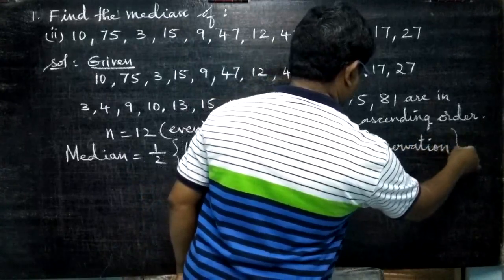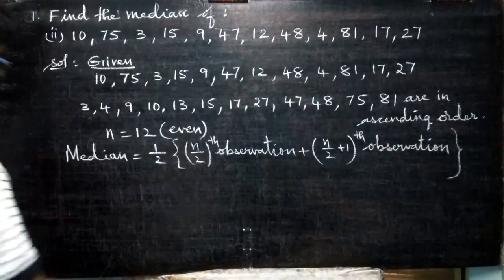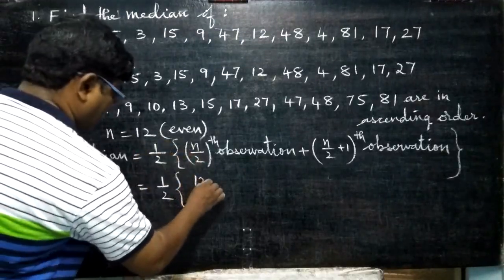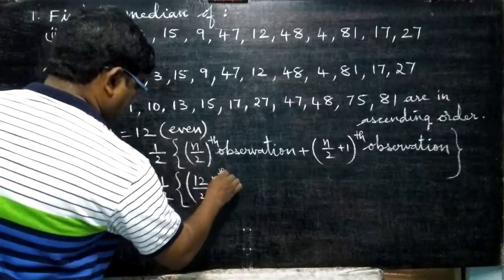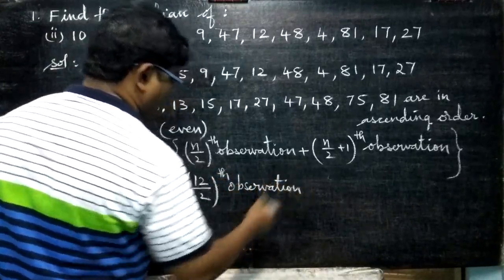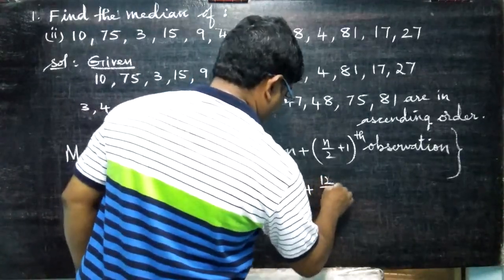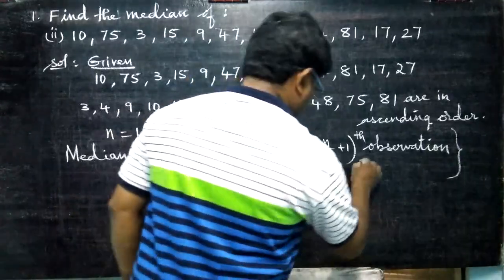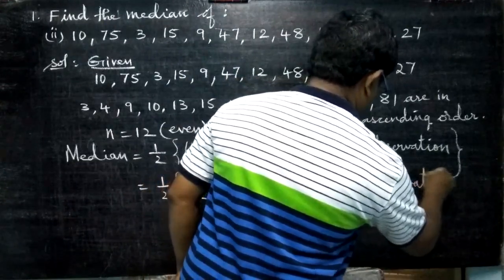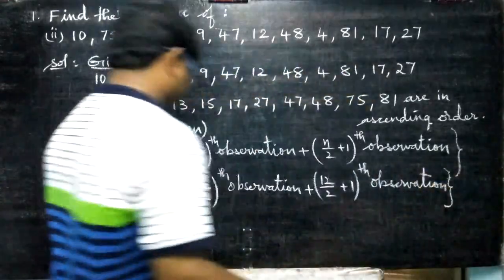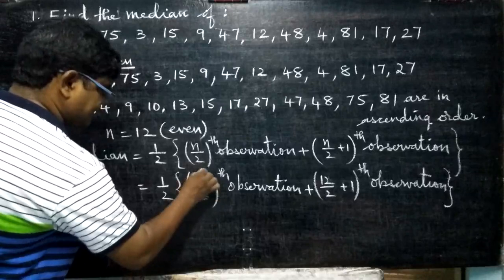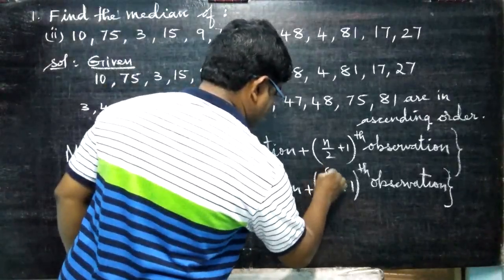The formula seems big but it is very simple. Now half of, n is 12, so 12 by 2 th observation. Writing is more, but it is easier than the odd number. Plus 12 by 2 plus 1 th observation. Able to follow? It is easy to find also. 2 goes in 12 six times. Here also 2 goes in 12 six times.